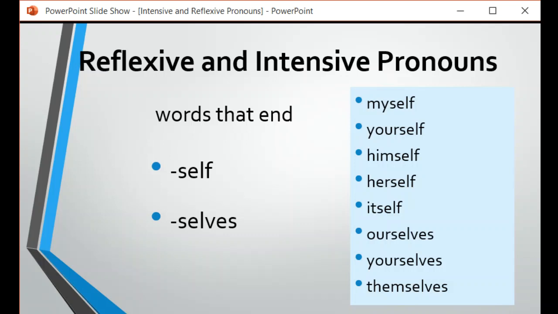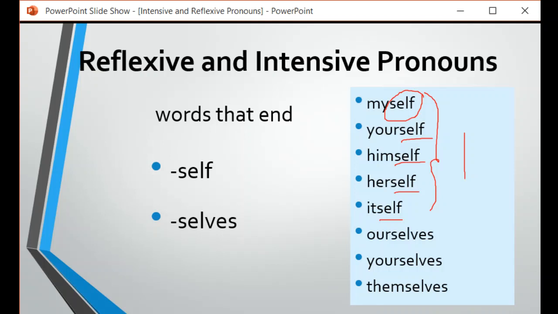Please remember that these words are actually ending in self or selves. Take a look at how these words are ending. Self, self, self, self, self. Why do they end in the word self? It's because these pronouns are singular. It means that they are representing just one person.